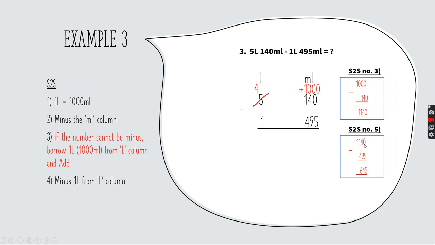1140 minus 495 becomes 645. So this 645, we can put it up right here. Now we have to make sure that the milliliters column, whatever answer you got here, cannot go over 1000 milliliters. Alright, so this is fine. Then step 5, minus as usual, 4 minus 1 gives us 3, and the answer is 3 liters, 645 milliliters.